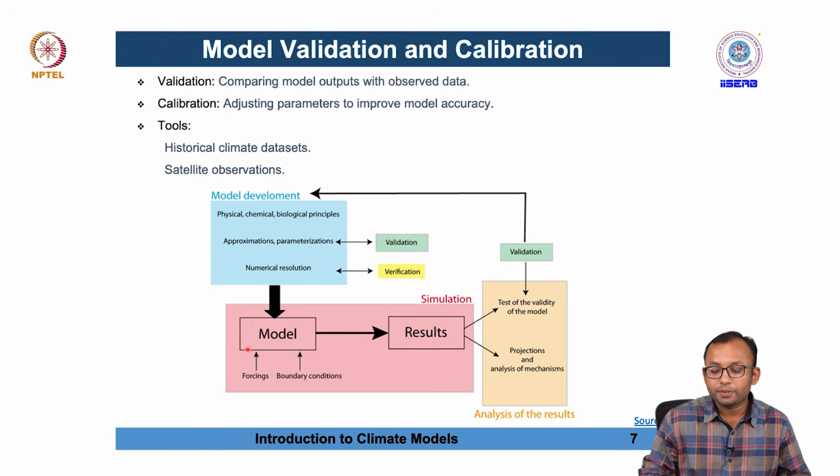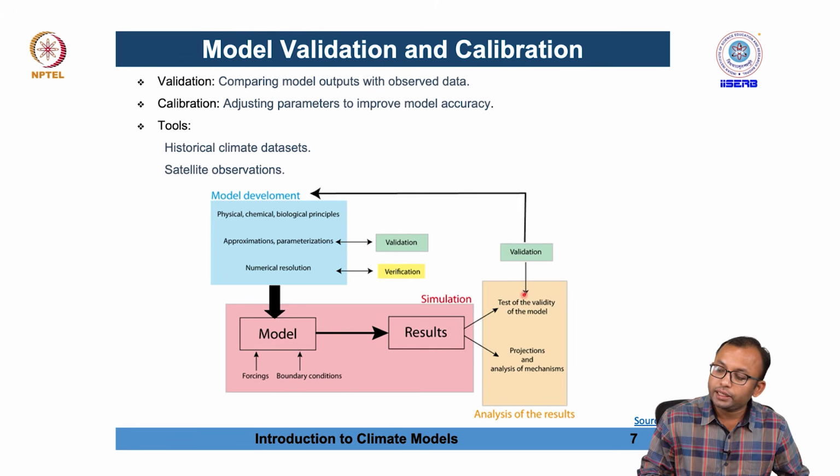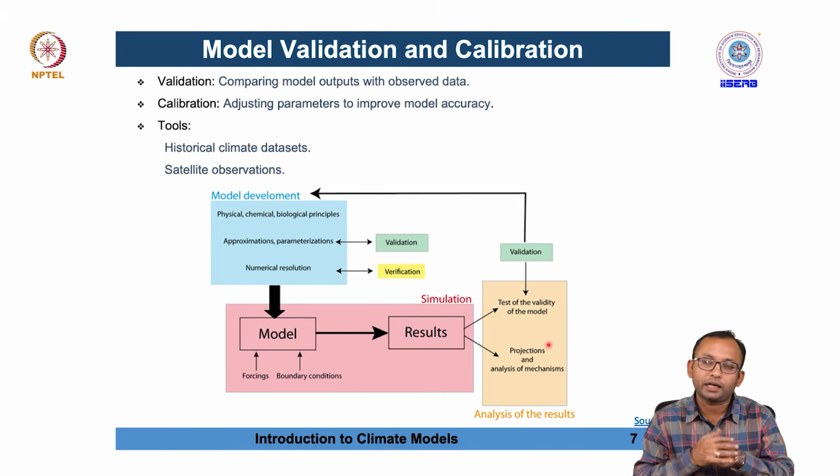So this is the model representation, where we input some forcings and also give some boundary conditions. It gives results during the simulation process, and when we use the results, we can test the model validity using calibration and validation. Once that is done and you are satisfied that the model is giving good accuracy, you can use this fixed model for projections and analysis of mechanisms, or whatever purpose you are using the climate models for.